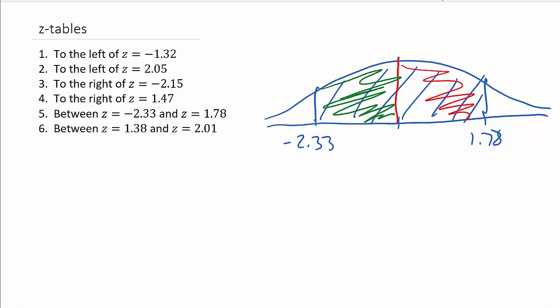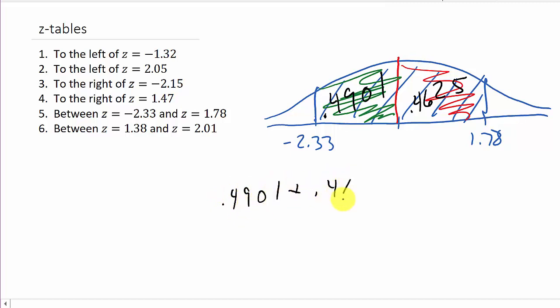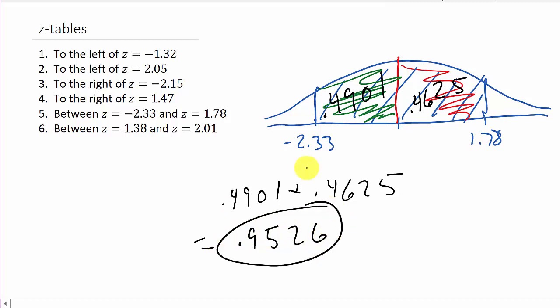So this area here was 0.4625, and this area was 0.4901. We've got to add those: 0.4901 plus 0.4625, and that is going to give us 0.9526. And there's your area.